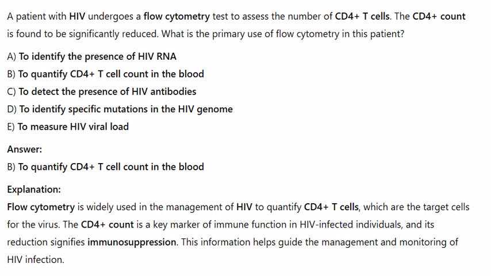Explanation. Flow cytometry is widely used in the management of HIV to quantify CD4 plus T cells, which are the target cells for the virus. The CD4 plus count is a key marker of immune function in HIV-infected individuals, and its reduction signifies immunosuppression. This information helps guide the management and monitoring of HIV infection.